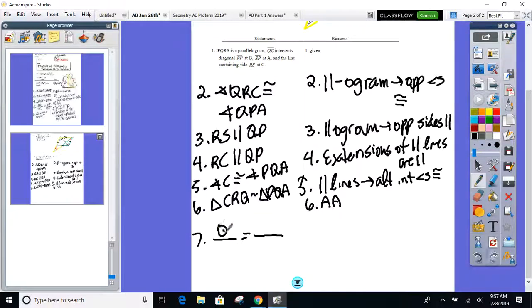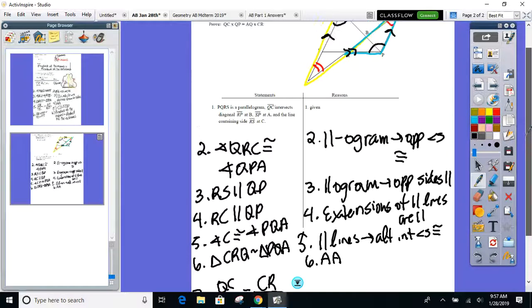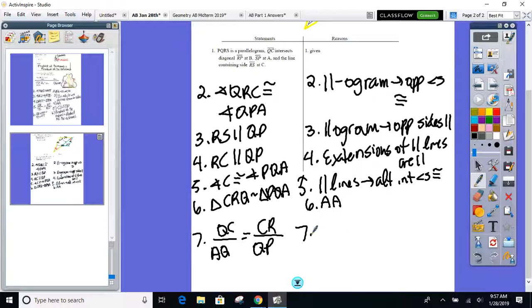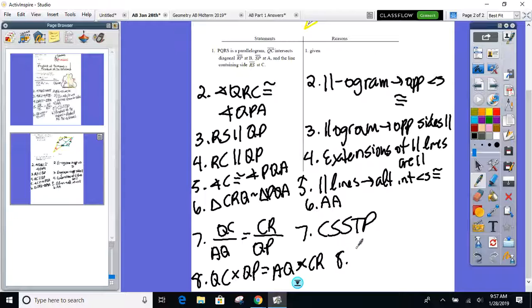QC over AQ. Okay, QC over AQ. Got it, Henry, keep going. Equals, yep. CR over, what was the last one? QP, nice job. Not means and extremes, why? Why are the sides in the ratios? CSSTP, not means and extremes. Now you can cross multiply. Product of the means equals product of the extremes.